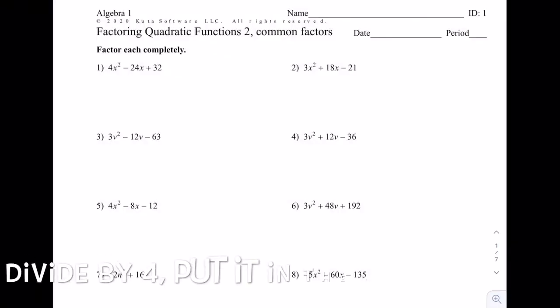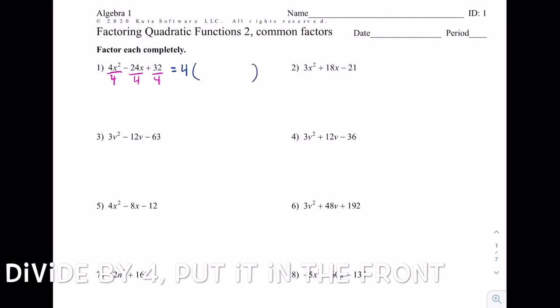Okay, so let's do a problem. So number 1, you have 4 in the front as our coefficient. So we want to get rid of that first, right? So divide by 4, divide by 4, divide by 4. So this is going to be equal to 4 parentheses. And then when we divide it, we have x squared minus 6x plus 8. So we just divided everything by 4 and put it in the front. Then we use our x factor if you need to. If you don't need it, you don't need to use it. You can do it in your head.